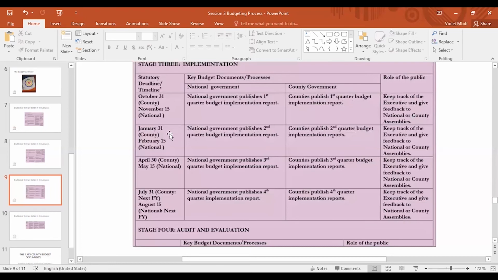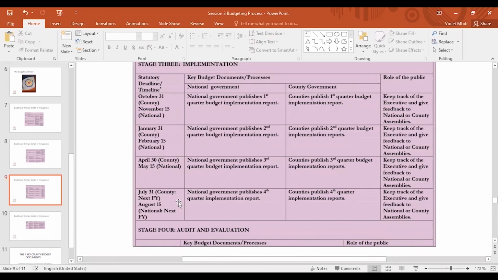January 31st at the county and February 15th at national government publishes second quarterly budget implementation report. Counties publish second quarterly budget implementation report by January 31st. The role of the public is to keep track of the executive and give feedback to national or county assembly. April 30th at the county and May 15th national government publishes third quarterly budget implementation report, while the counties publish third quarter budget implementation report. This is to keep track of the executive and give feedback to national or county assembly.